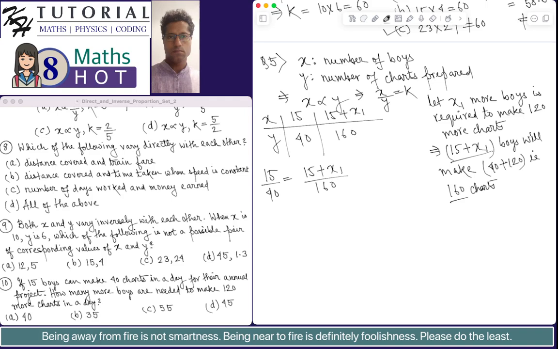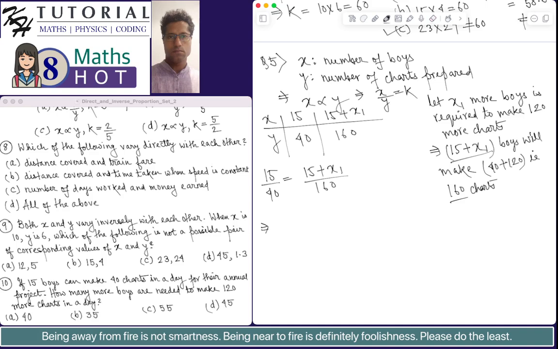Now first of all, I can cancel out the 0 from both the denominators, and then I can cancel 40 and 160 and will have 4 over here. So basically what I did is, if I divide 15 by 40, the equation 15 by 40 is equal to 15 plus x1 by 160. If I multiply both these equations by 160, we get... So let's do that way instead of cancelling. This is not a correct way of solving the problem.